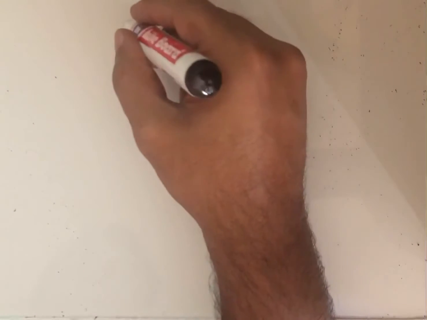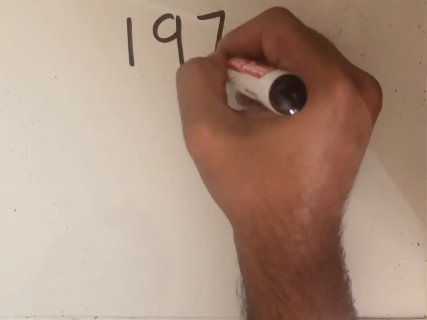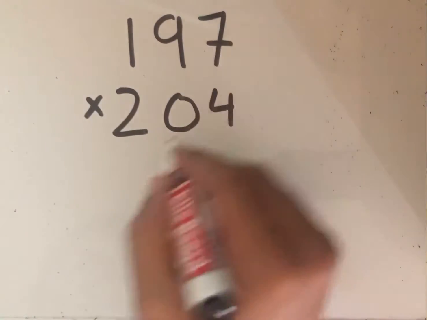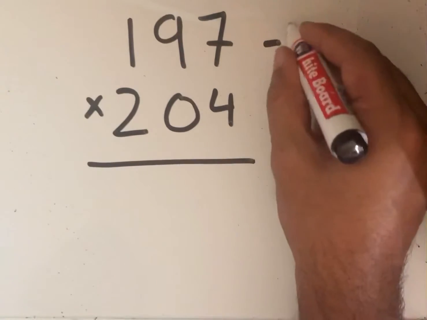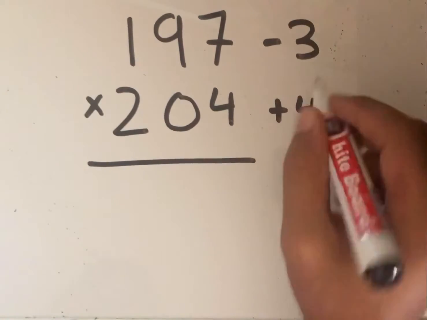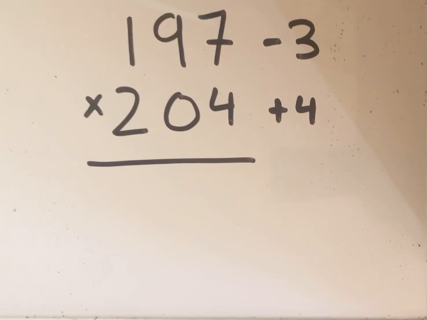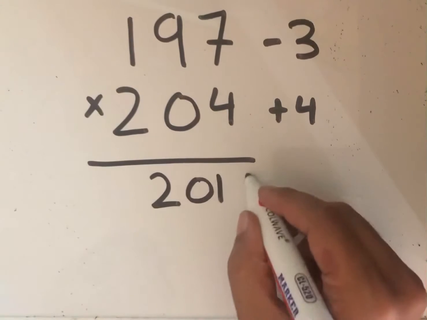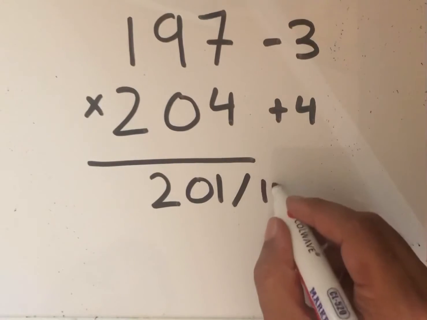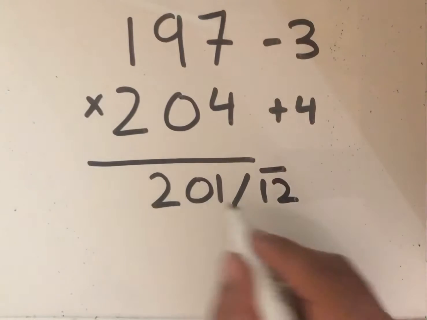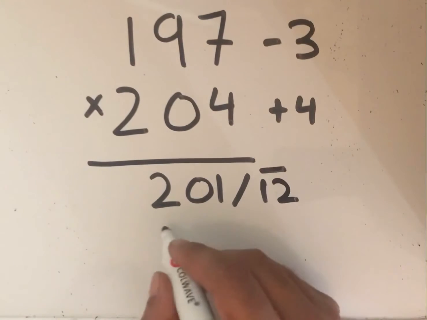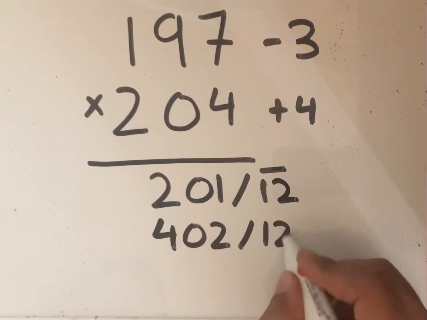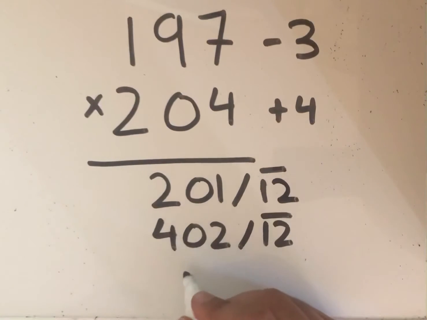So I'm going to say 197 times 204. So this is 3 below 200 and this is 4 above. So I do my cross subtraction or a cross addition. I get 201, first part of my answer. Next part of my answer, negative 3 times 4 is negative 12. Now I need to multiply the first part of my answer by 2, so I get 402. And this is still a minus 12, so I need to go down 100, up 100, I get 401.